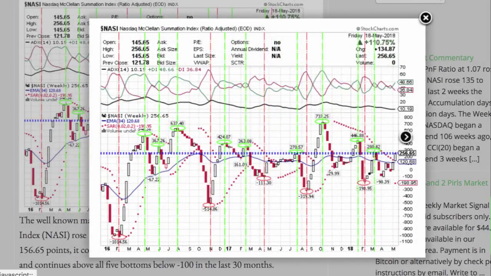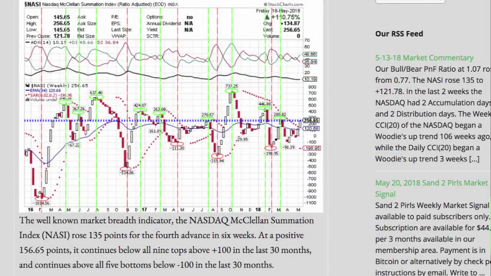The well-known market breadth indicator, the Nasdaq McClellan Summation Index, rose 135 points for the fourth advance in 6 weeks. At a positive 156.65 points, it continues below all 9 tops above plus 100 in the last 30 months, and continues above all 5 bottoms below minus 100 in the last 30 months.